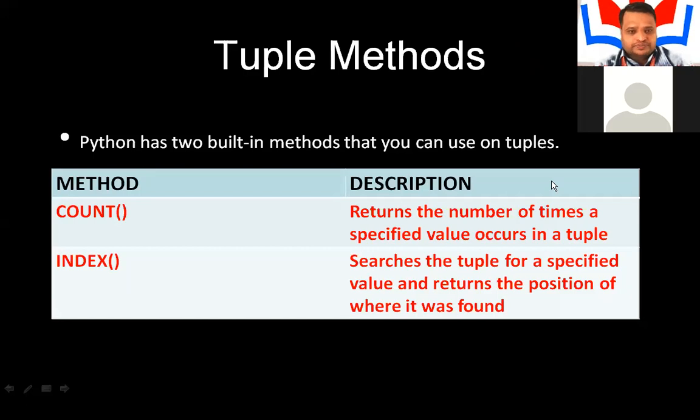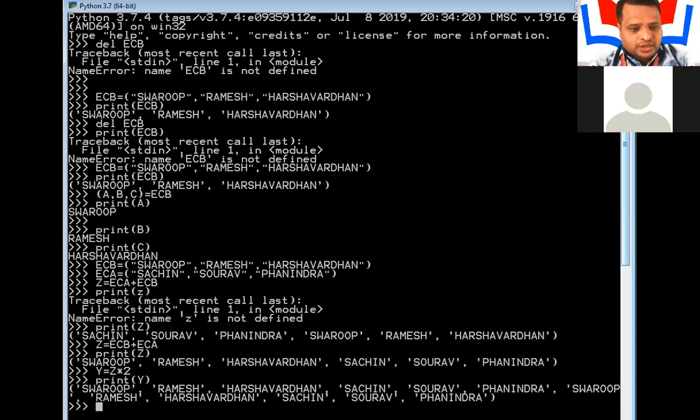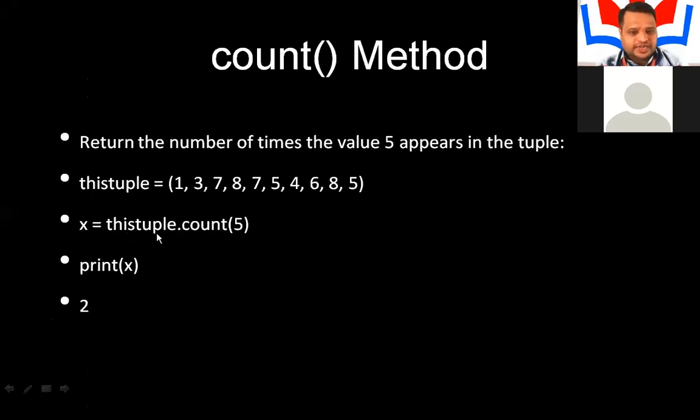First of all, let me take how to count, how the count method is used. You should understand how this count method is used. We specify the tuple name, then dot count, and in brackets we specify the element value.